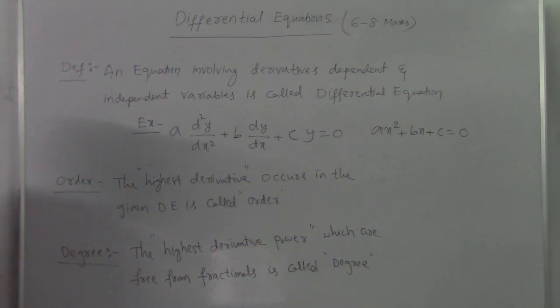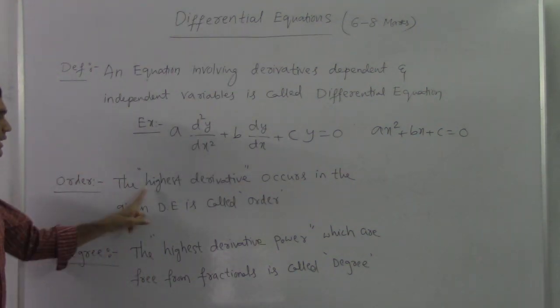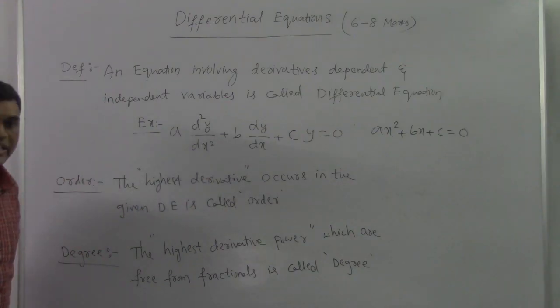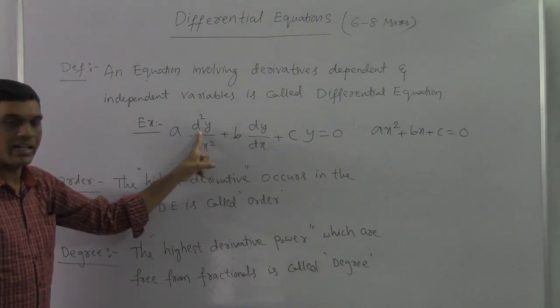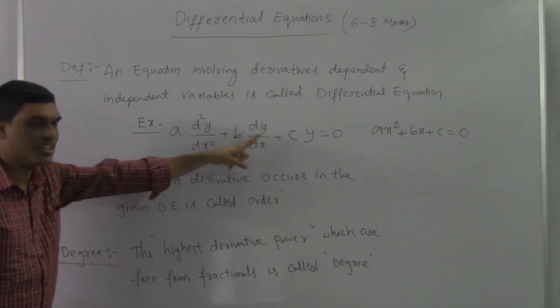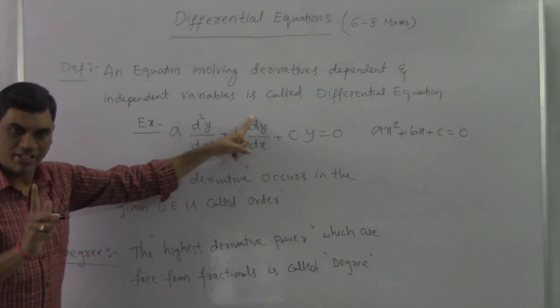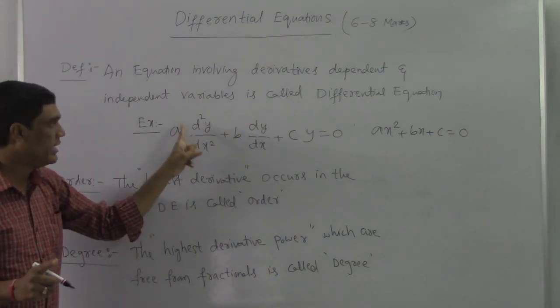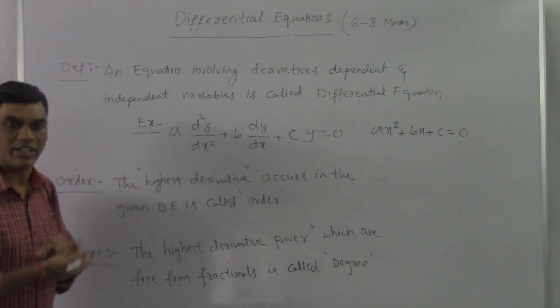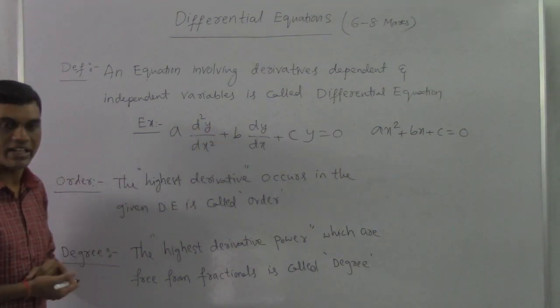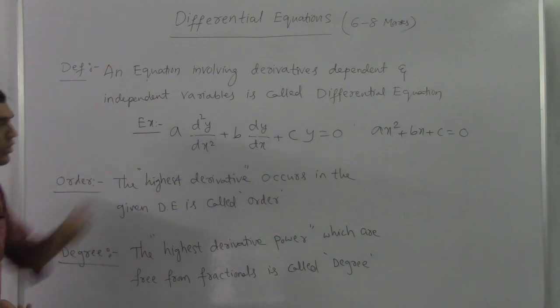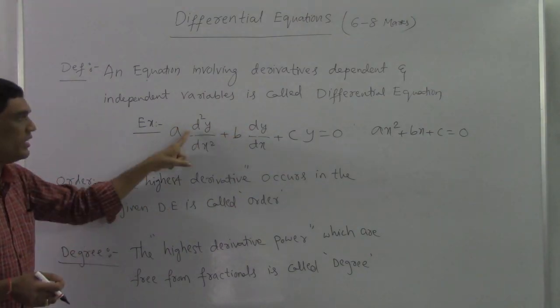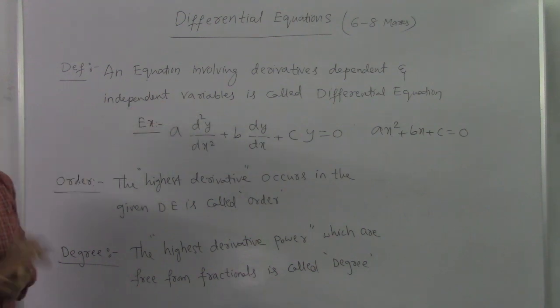These are very important. Order means the highest derivative occurring in the given differential equation. That means in this one, if you observe, this is first order, this is second order. Normally, dy by dx means first order, that means one time we are differentiating. D square y by dx square means second time we are differentiating. So what is the definition here? The highest derivative. In this one, which one is the highest derivative? This one. So order is 2.